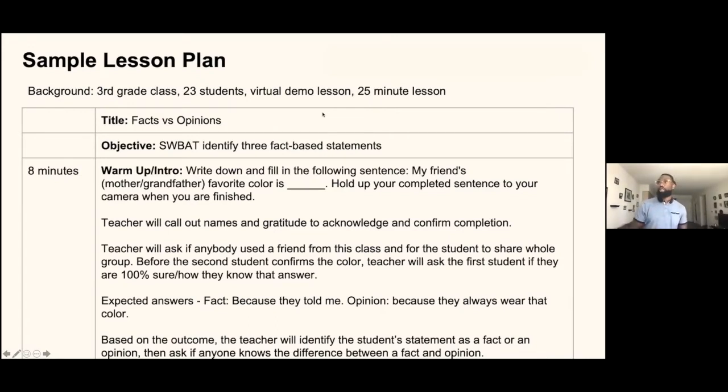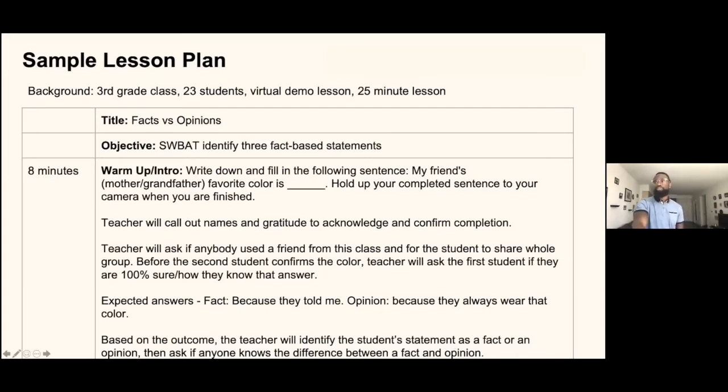Next, teacher will call out names in gratitude to acknowledge and confirm completion. Teacher will ask if anybody used a friend from this class and for the student to share whole group. Before the second student confirms the color, teacher will ask the first student if they are 100% sure and how they know that answer. The expected answers, students will probably say because they told me, which would be a fact, or opinion because they always wear that color. Based on the outcome, the teacher will identify the student's statement as a fact or an opinion, and then ask if anyone knows the difference between a fact and opinion.